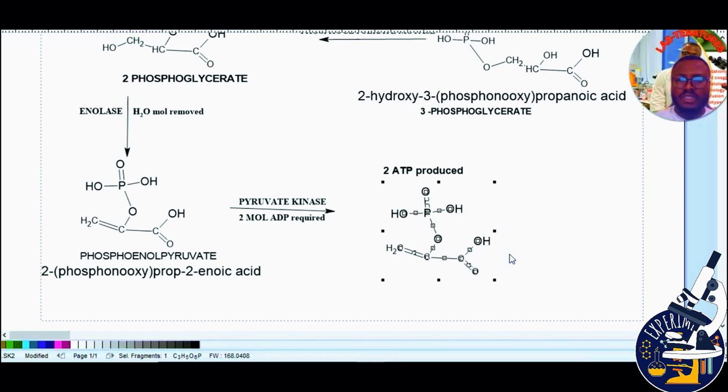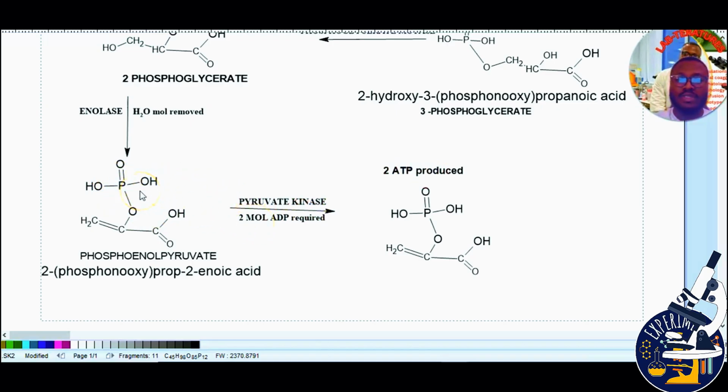So what we are going to do here is that now this is the result from here. So this pyruvate kinase is the enzyme that catalyzed the transfer of a phosphate group to these 2 molecules of ADP to form ATP. And it's not like one phosphate being transferred to 2 molecules of ADP.